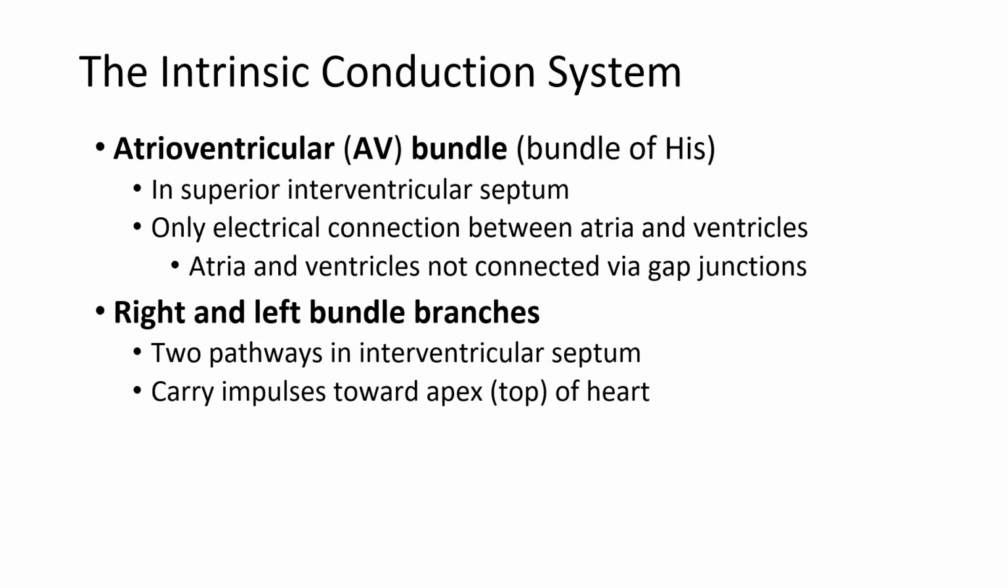The atrioventricular bundle, the bundle of His, is one of the organs of the intrinsic conduction system. It's located in the interventricular septum, and it's the electrical connection. So this is sort of the wiring between the atria and the ventricles. The atria and the ventricles themselves are not linked by gap junctions. So even though it is sort of a muscular tissue there, they're not linked.